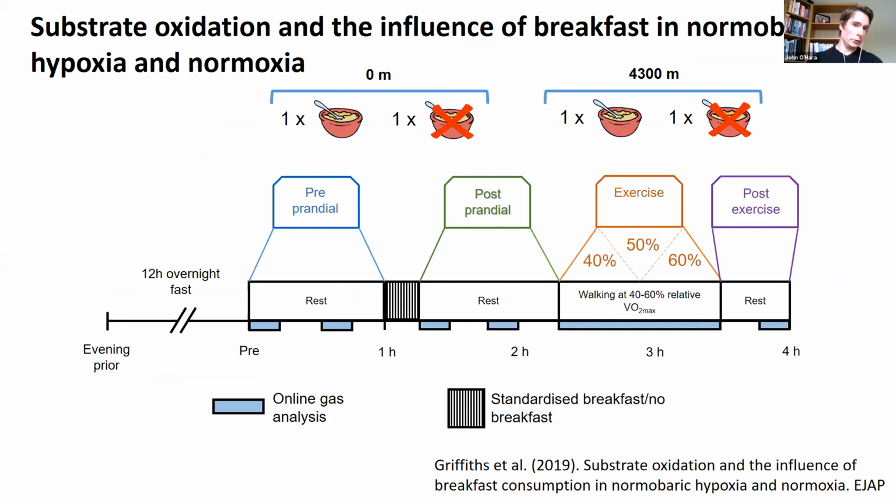And so we designed a study which was performed at sea level and at 4,300 meters of simulated altitude. We looked at giving individuals breakfast under each environmental condition and breakfast omission under each environmental condition, and looking at whole body carbohydrate and fat oxidation during prolonged exercise with increasing relative exercise intensity from 40 to 50 to 60%.